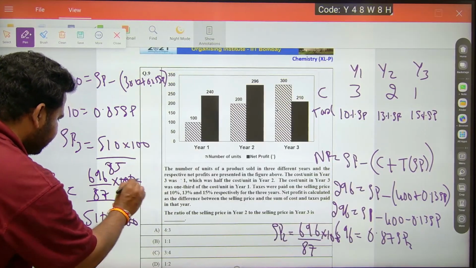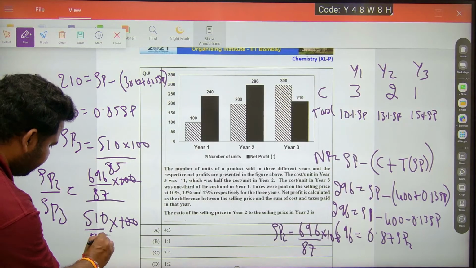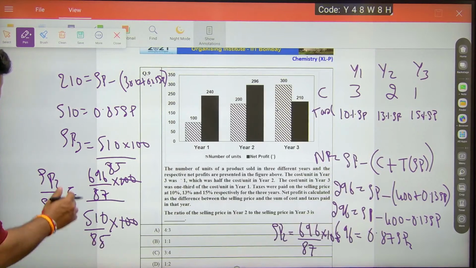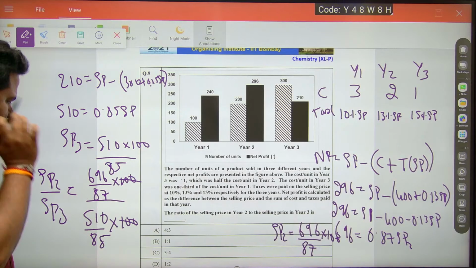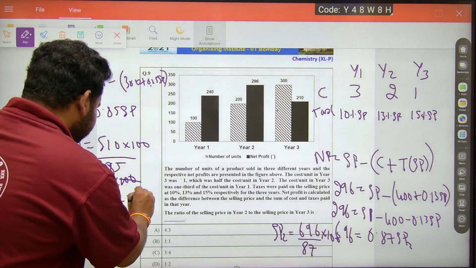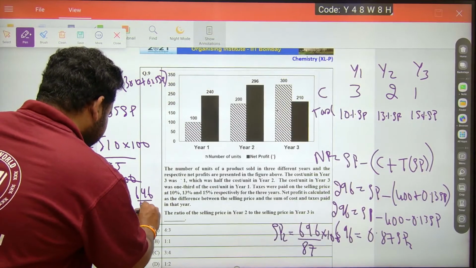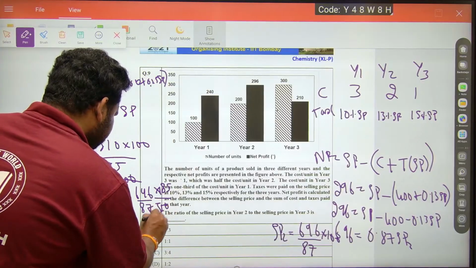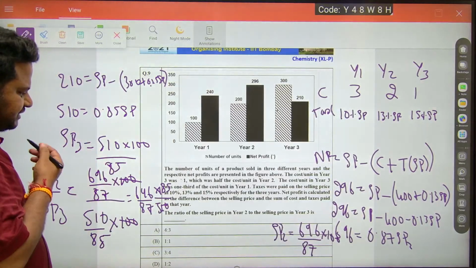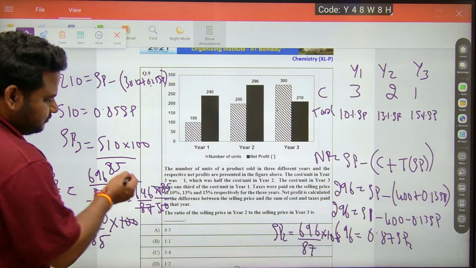What I can do? 100 I can cancel. This is 85, not 88, 85. 510 and 696. So 85: 5 plus 1 is 6, 5 plus 8 is 13, 87. Now, if I do this further, 696 by 87, this will go up. This will be 85 divided by 510. 85 and 87 are very close. I can cancel, leave this.